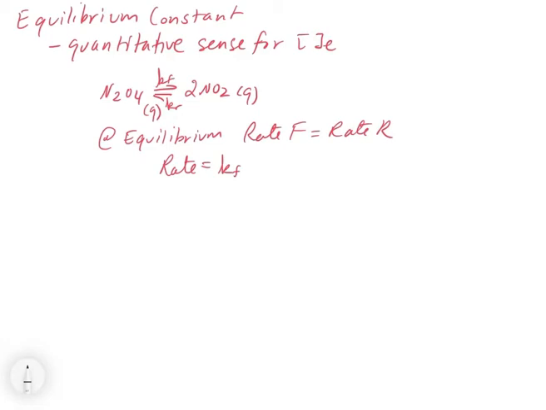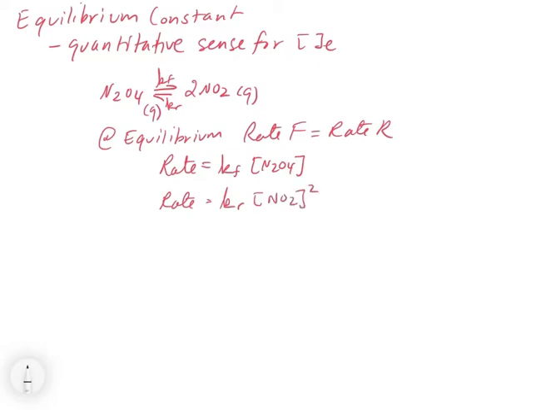So we say K forward times the concentration of N2O4 for the forward, to the 1. Now remember, these forward and reverse reactions are elementary reactions because they are basically mechanistic steps in this backward and forward reaction. So we can use the stoichiometry here. And we can say that the rate of the reverse is equal to K reverse times the concentration of NO2 squared.